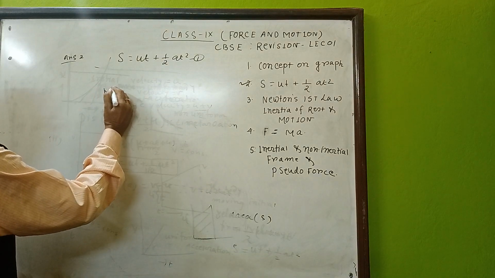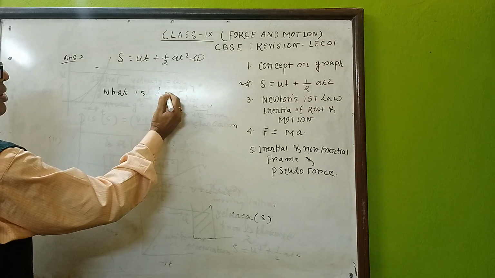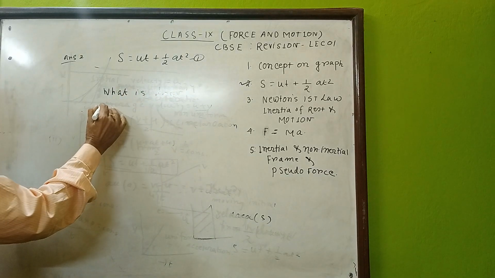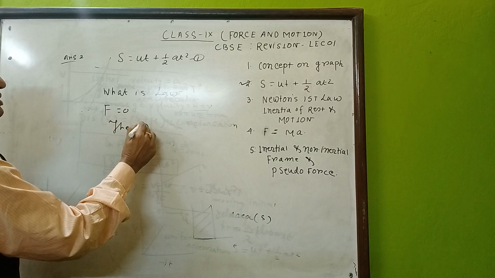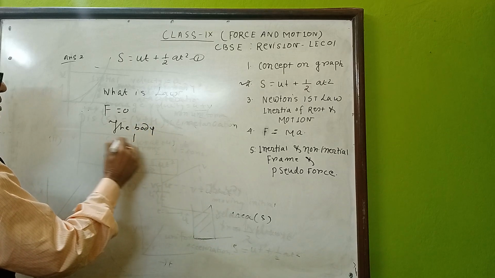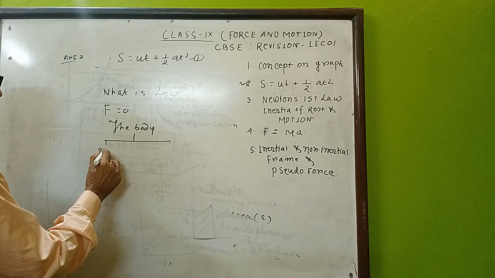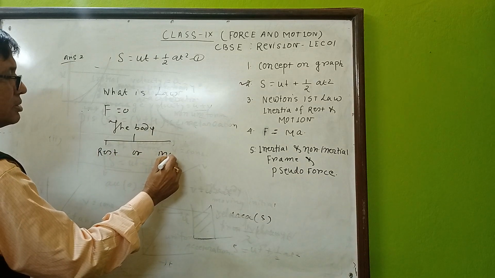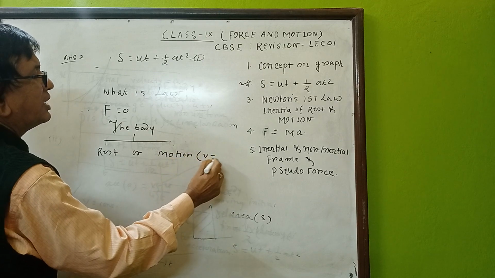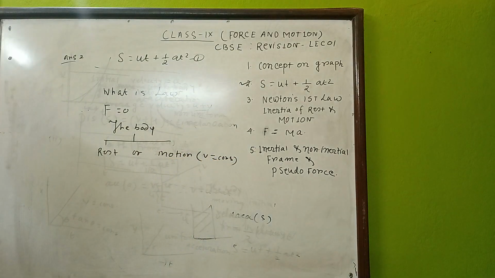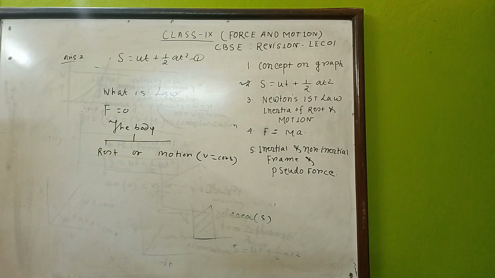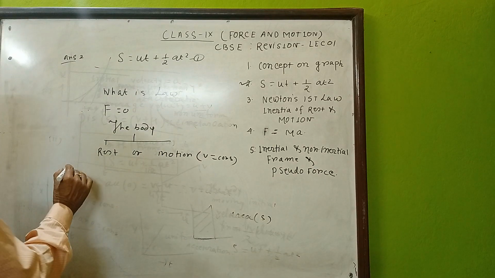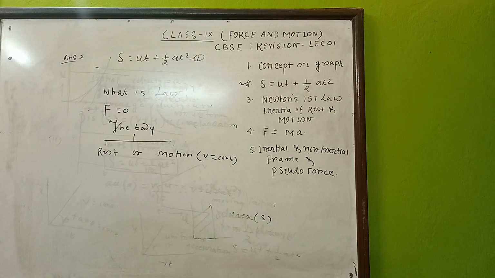According to what is the law? First question, what is the law? Law means in absence of force, the body will either be at rest or in motion with v constant. The body will either be at rest or in motion with constant velocity, moving in a straight line. In absence of force, the body either remains at rest or in motion with uniform velocity in a straight line. Now the tendency of a body to stay at rest is known as inertia of rest.